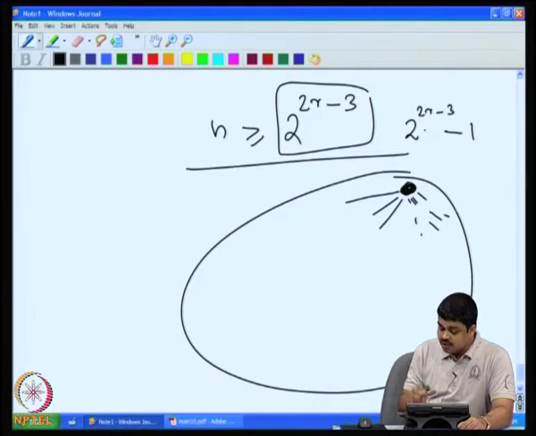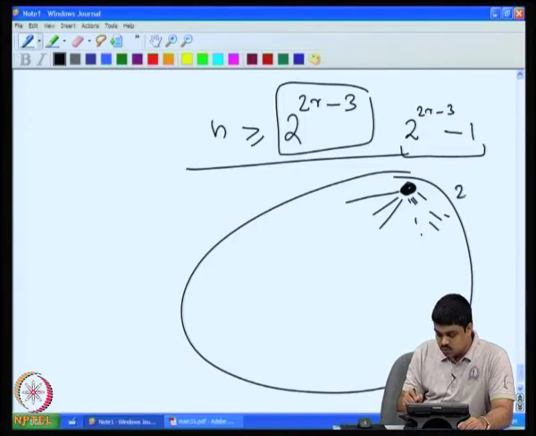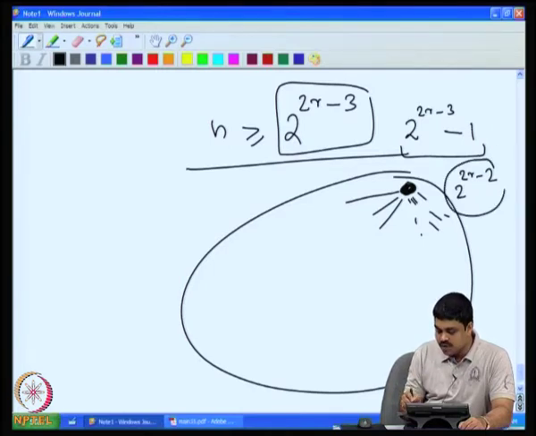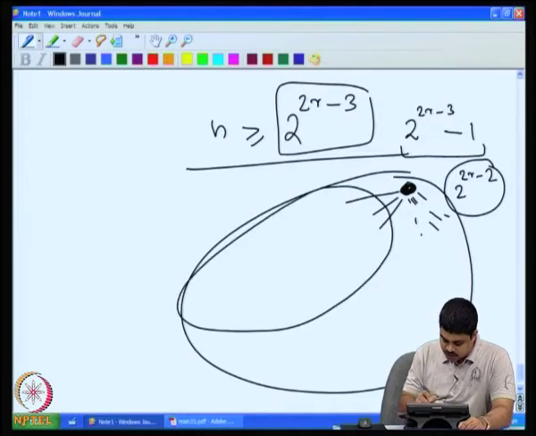It is clear that one of the groups should be at least half of this, that means 2 raised to 2r minus 2 of it. Both of them cannot be 2r minus 2 minus 1, because then if you sum up, you will only get 2 raised to 2r minus 3 minus 2, which is not true. So at least one of the groups should be at least 2 raised to 2r minus 3. Let us say, without loss of generality, this is the group.